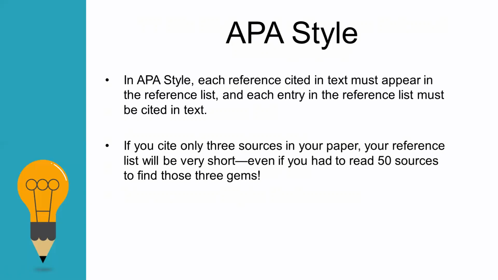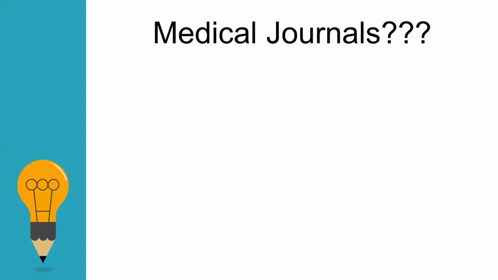If you cite only 3 sources in your paper, your reference list will be very short. That means you can include only 3 references, even if you have to read 50 sources to find those 3 gems. So in this situation, your reference list will have 3 and your bibliography will have 50 sources.